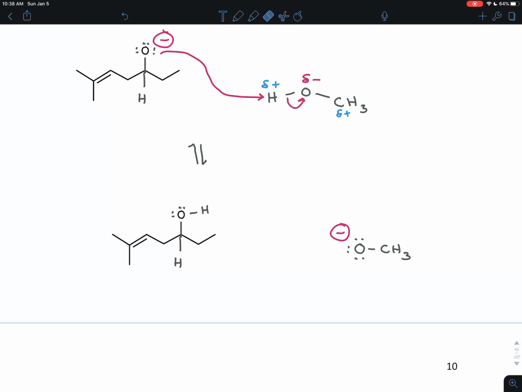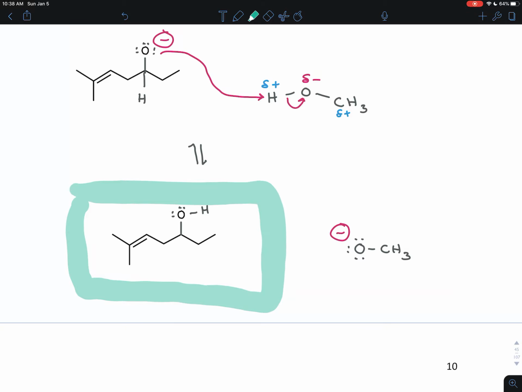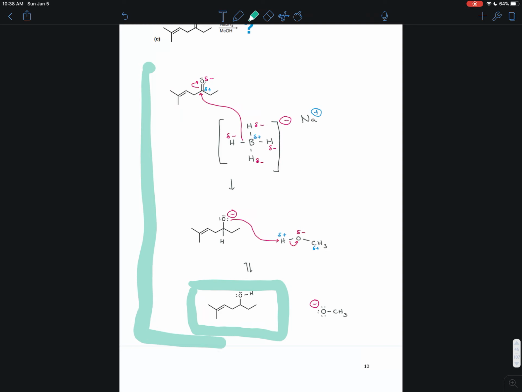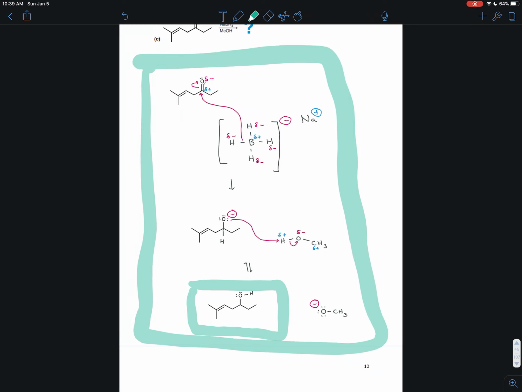So that would be our final product. Now I'm going to erase the hydrogen because it's implied in that skeletal structure. And so we've made our alcohol. That's the product that we'd predict. And this whole thing would be the mechanism that they were asking for.